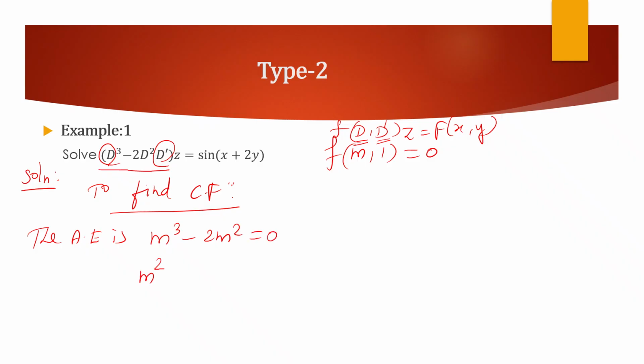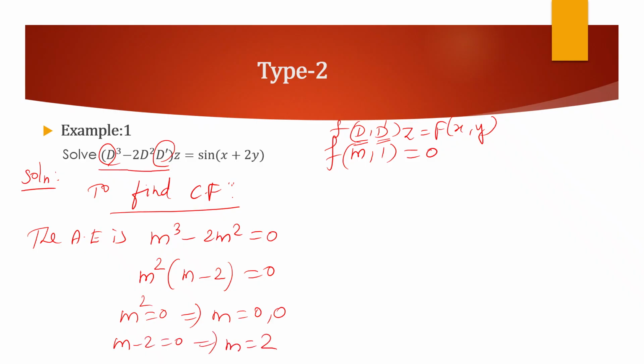From this I can take m squared outside. So it is m square into m minus 2 is equal to 0. From this, m square is 0 implies that m is equal to 0 comma 0, and m minus 2 is equal to 0 implies that m is equal to 2. So all our three roots are 0, 0 and 2. So the roots are m is equal to 0 comma 0 comma 2. The first two roots are repeated, the last one is distinct.